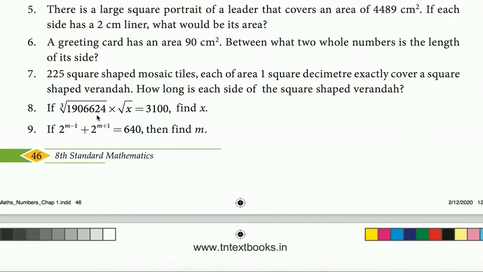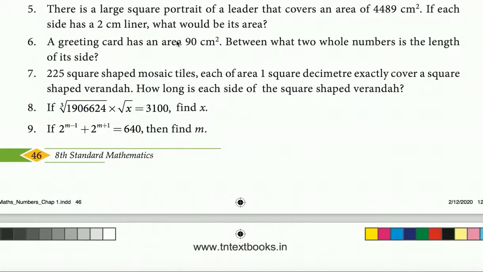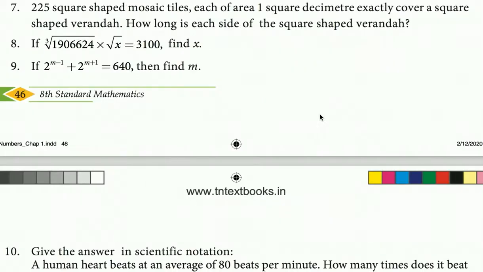Okay. Cube root of this into square root of x is 3100. Find x. First we need to find the cube root of this. How to find a cube root? We know one method, right? What is that method? Come on, quickly. That method is nothing but factorizing. Yes, we need to find the cube root of 1906624.